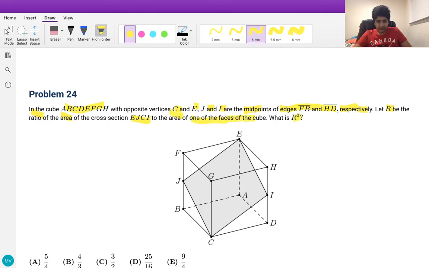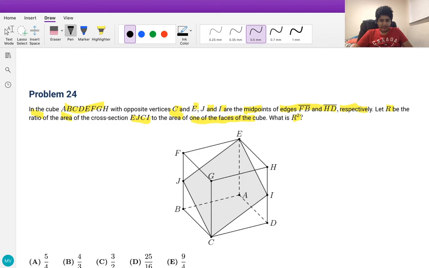So first of all, what's the most important thing to note is that EJCI is a rhombus. This is because CJ is equal to CI is equal to IE is equal to EJ. The area of the rhombus is half the product of its 2 diagonals. So let's calculate the area of this rhombus.